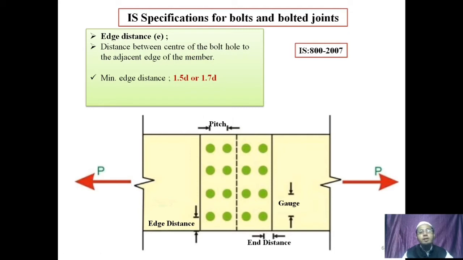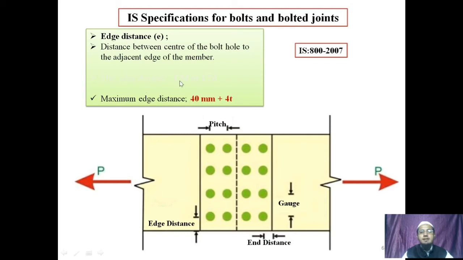Got it? Now what about maximum edge distance? Maximum edge distance कितना होना चाहिए? तो इसके लिए IS कोड ने specification और recommendation दिया है कि maximum edge distance should not exceed 40 mm plus 4 times T, where T is the thickness of the thinner plate. There are two plates, इसमें जो thinner है उसकी thickness का 4 times plus 40 mm, ये होगा आपका maximum edge distance. Got it?